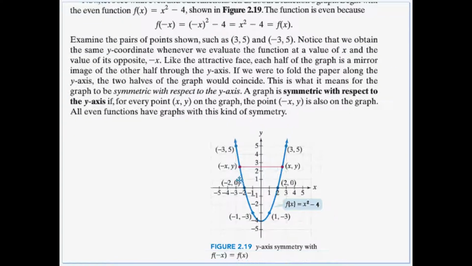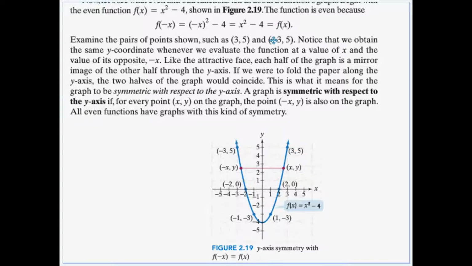Like here, 3, 5 is this point, and then we have negative 3 with the same output 5. Notice the x values are positive and negative, y values are the same. Same thing here at negative 2, 0 and 2, 0. The x values are positives and negatives of the same number. The outputs are identical.